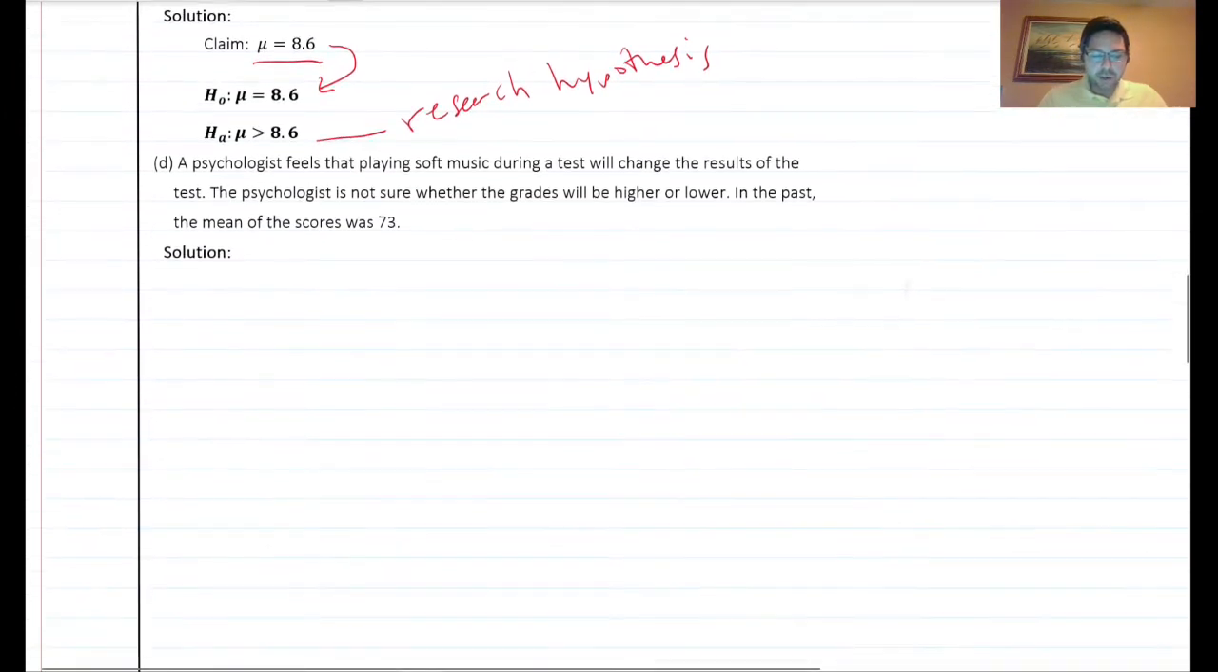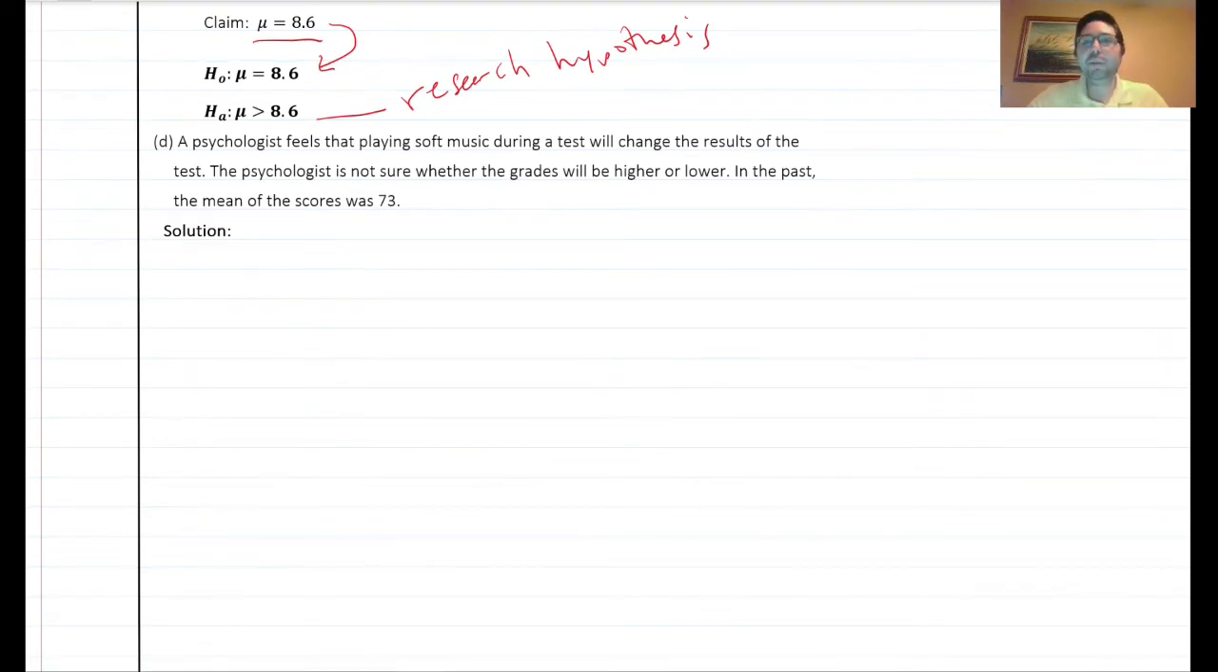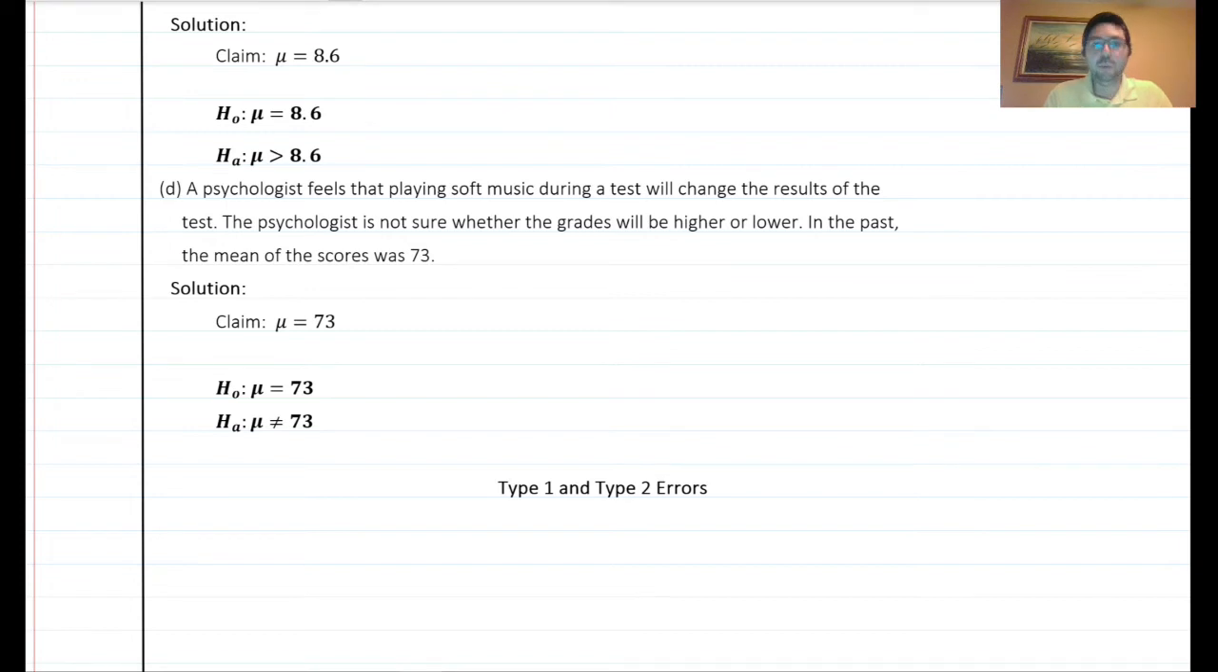So a psychologist feels that playing soft music during a test will change the results of the test. The psychologist is not sure whether the grades will be higher or lower. In the past, the mean of the scores was 73. So that's a claim. So we'll say that that's our claim, 73. So our claim is that it was equal to 73, right? So that means it's equal to 73. That's a statement of equality. It belongs to the null. The alternative, what does the researcher think? The psychologist is the researcher here. Not sure whether the grades would be higher or lower, so it's not equal to.